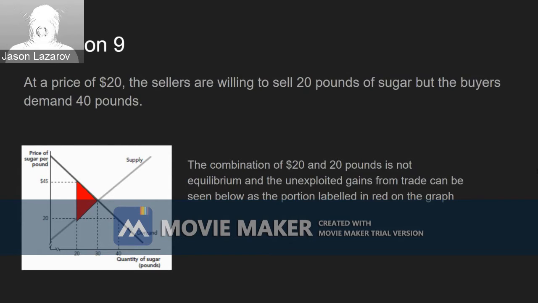The combination of $20 and 20 pounds is not equilibrium, and the unexploited gains from trade can be seen below as the portion labeled in red on the graph.